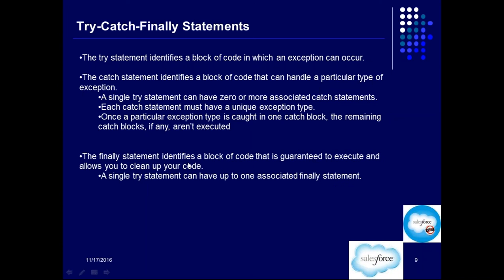The finally statement identifies a block of code that is guaranteed to execute and allows you to clean up your code. So the finally statement, as I told you, is guaranteed to execute no matter whether you got the exception or you did not get the exception. A single try statement can have up to one associated finally statement. So for one try block, you can have one finally statement. Like you can have multiple catch statements against one try block, you can only have one finally statement against one try block. That's how we work with these exceptions.